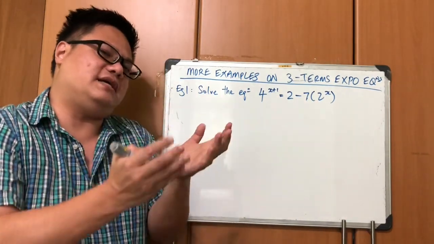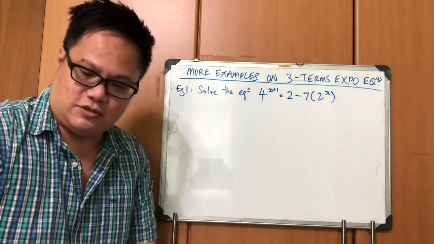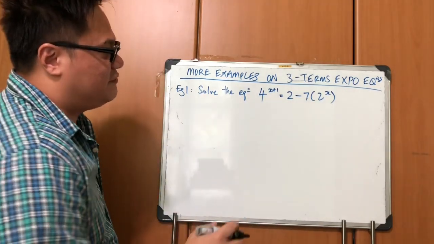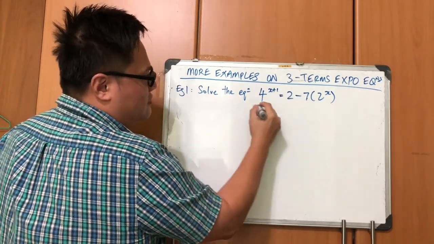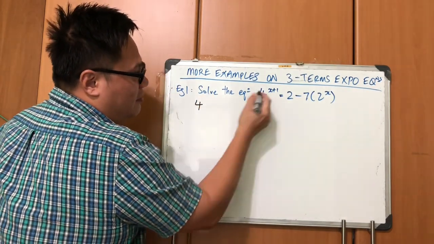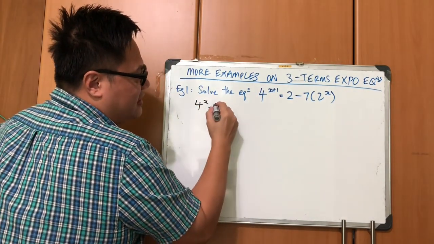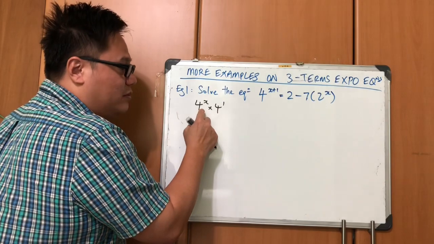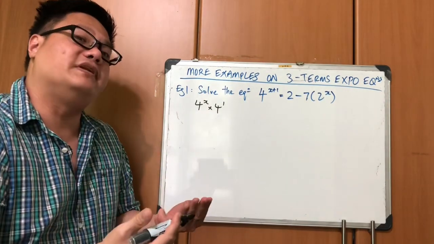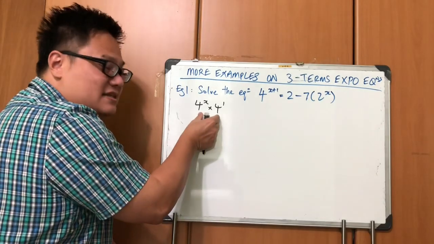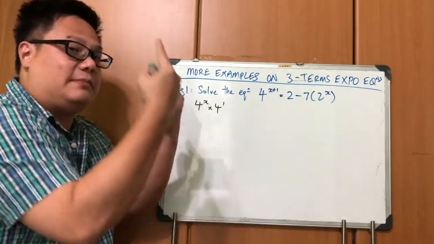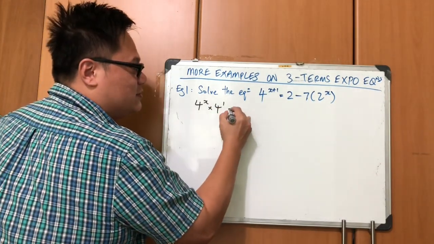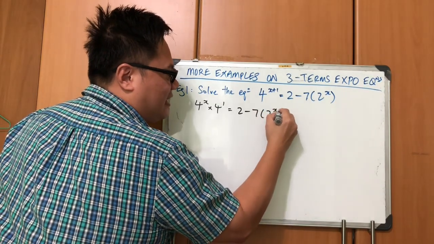How do we solve them? Like I say, the technique we use is substitution. The solution will look something like this. The first thing I do is split up the powers. So this will be 4 to the power of x, instead of plus 1, I can write it this way: 4 to the power of x times 4 to the power of 1. If you think about it, recall your laws of indices: when you multiply two expressions with the same base, you add up the power. So you actually have x plus 1. That's actually this expression, equals 2 minus 7 bracket 2 to the power x.